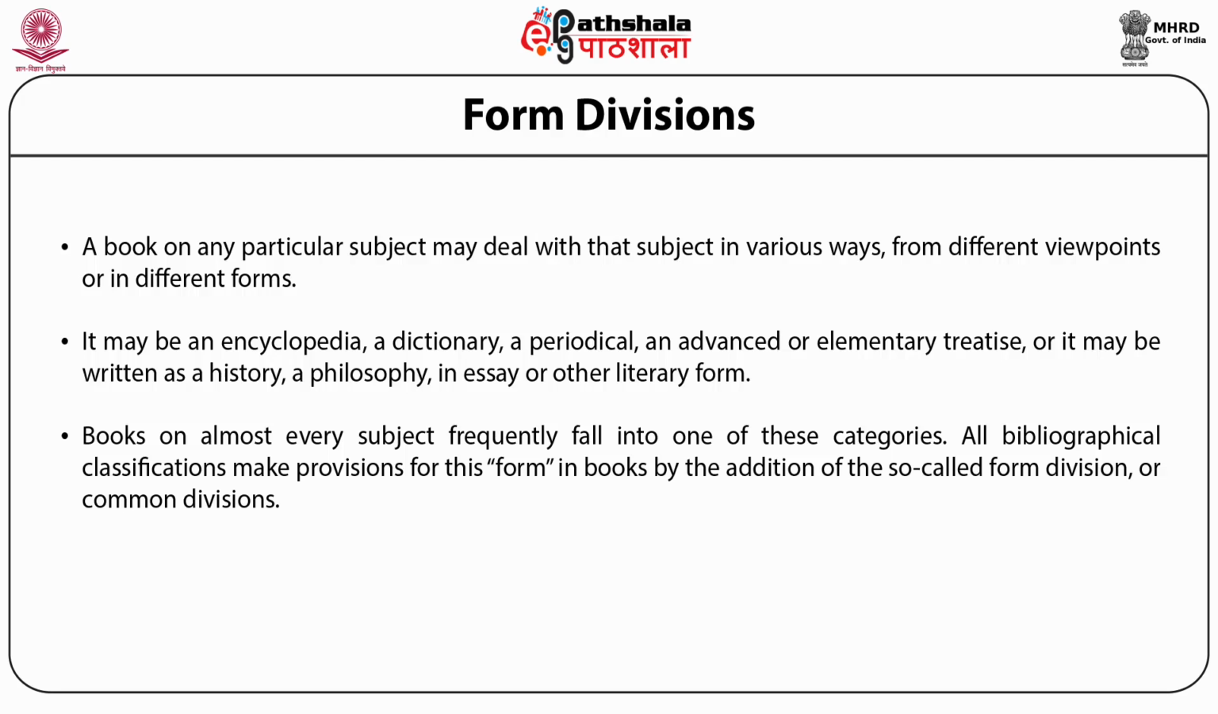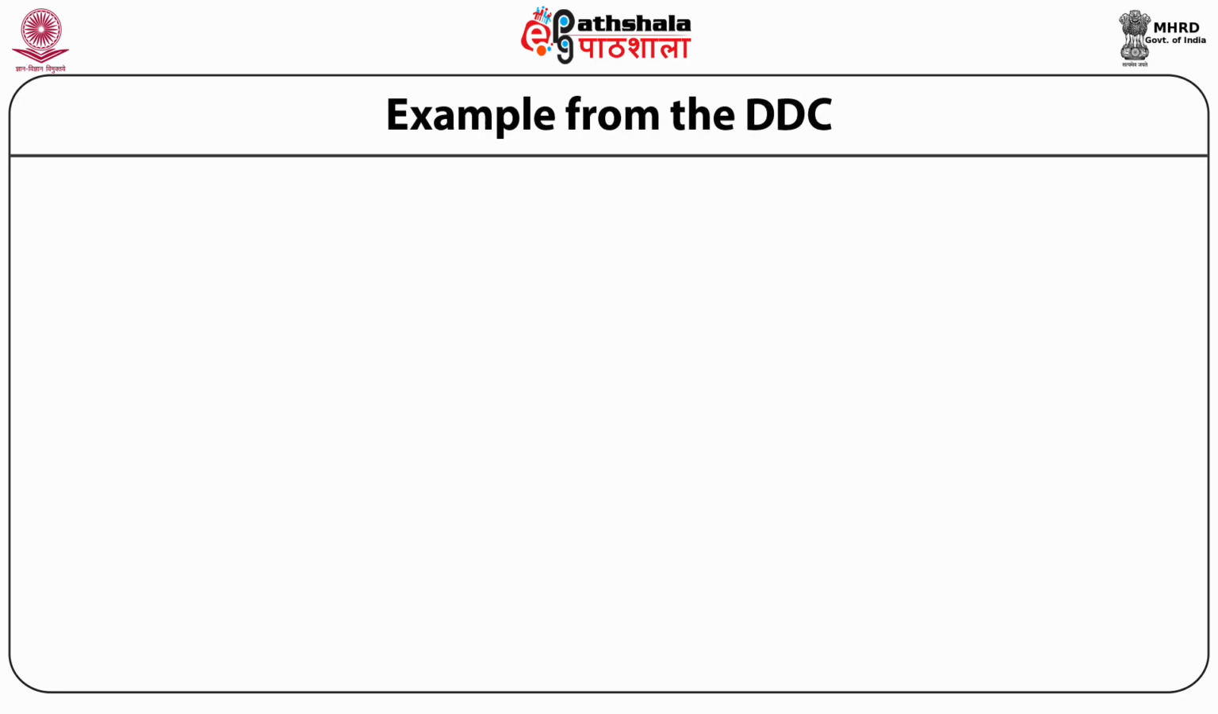All bibliographic classifications make provisions for this form in books by the addition of the so-called form divisions or common divisions, or, as Ranganathan calls them, common isolates. Example of form classes from the Dewey Decimal Classification. In the DDC, such form classes or divisions are known as standard subdivisions, which are given in Table 1.